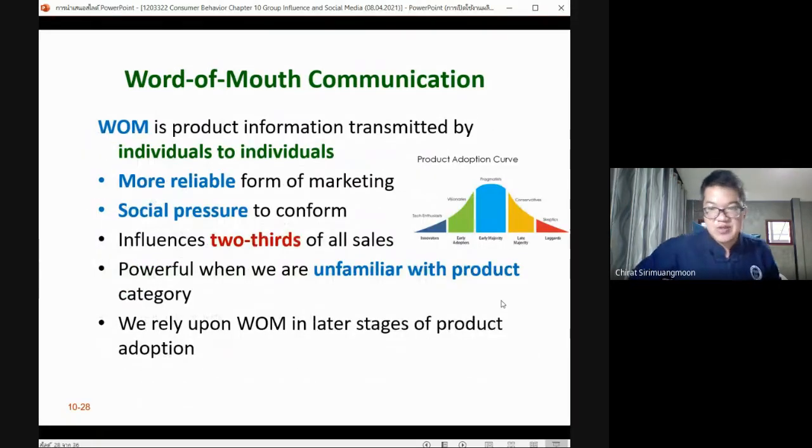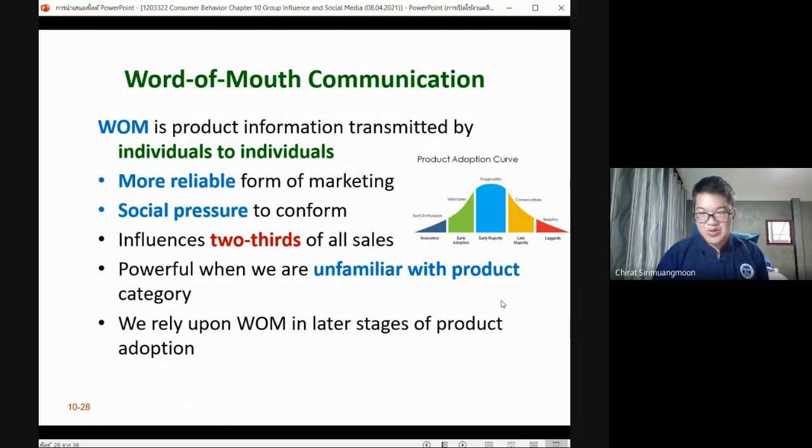Then word of mouth communication. Word of mouth communication is communication in terms of verbal use, like talking one by one. Word of mouth actually happens individually, like in person. Word of mouth is very interesting because it is more reliable from the marketing perspective.